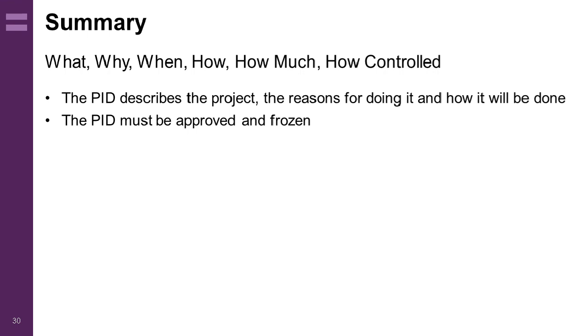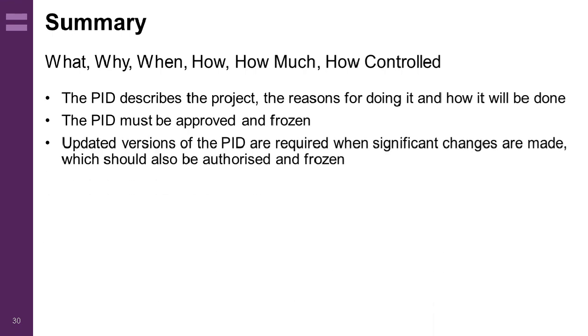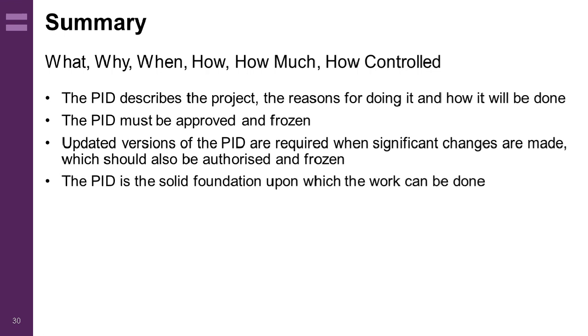The PID is developed during initiation and used to gain approval, and once approved is frozen. Because projects are delivered over time and things change, both internal to the project and external to it, sometimes there are significant changes which, once approved, trigger an update to the PID. This PID update is approved and frozen too and sits alongside the original PID. All versions of the PID can then be used to assess success at the end of the project.